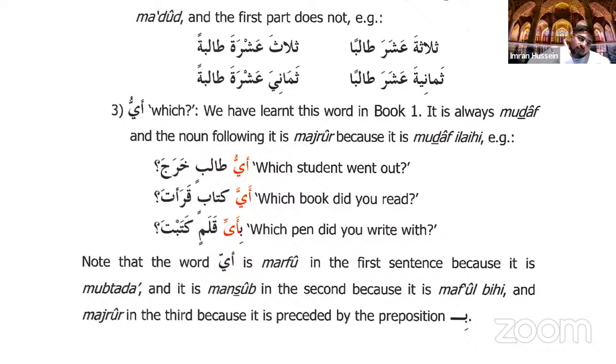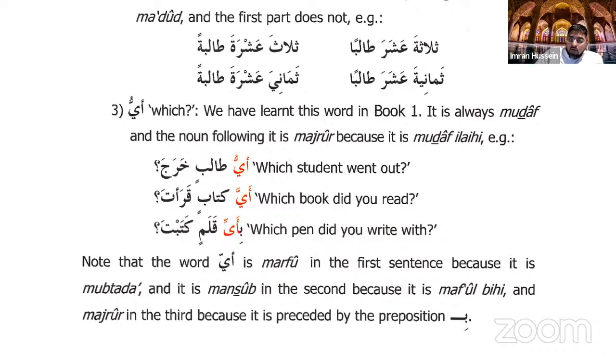As we've done before in the previous lesson, number 5, normally the fa'il comes after the verb and it takes a dhamma for being a doer. Now, there are some exceptions. Sometimes the doer of the verb is going to come before the verb and it would get a dhamma because it's going to be mubtada and it's going to be the fa'il. So, ayyu talibin, the translation could be which student exited.